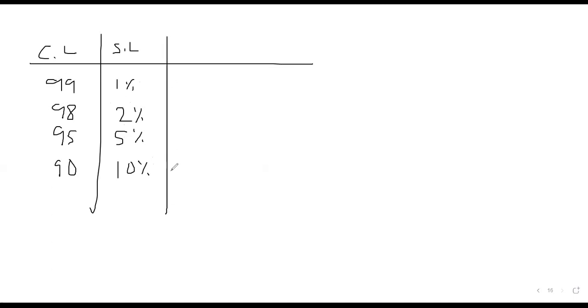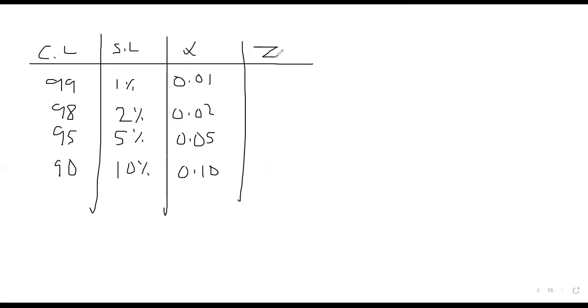First subtract: 100 minus 90, 100 minus 95, 100 minus 98, 100 minus 99. The alpha for this one is what? 0.01. Here 0.02. And finally 0.10. Okay.